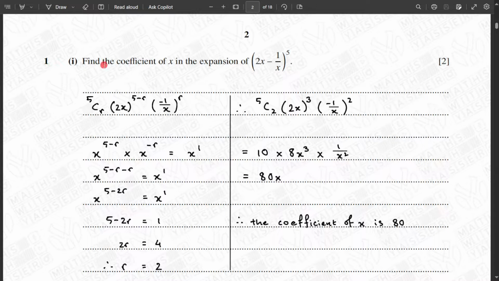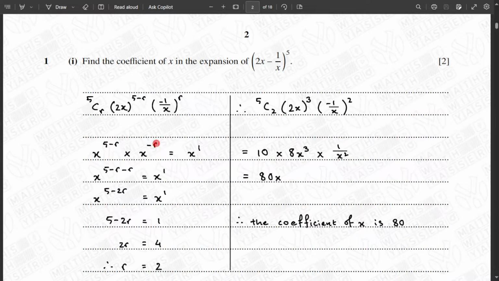Question number 1 says, find the coefficient of x in the expansion of (2x - 1/x)^5. So this will be 5Cr (2x)^(5-r) (-1/x)^r. Now let's isolate the x terms. That will be x^(5-r) times x^(-r), because the power r gets multiplied with all the powers inside for the numerator and the denominator. So when you bring x to the numerator, it will be x^(-r).